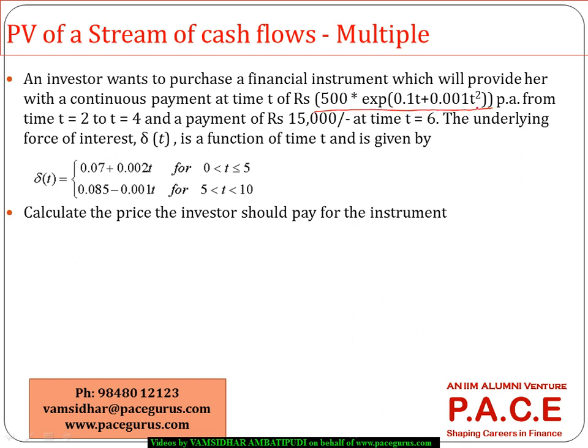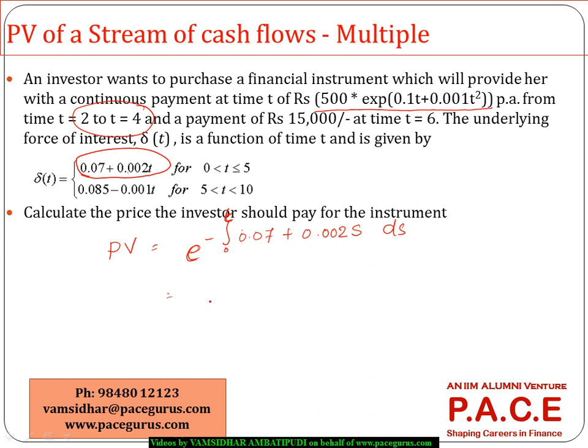So first let's look at the first part. Between 2 and 4, this is the continuous stream of payment that is coming up, and between 2 and 4 the interest rate is going to be this one. First I can calculate the present value factor associated with this. If I want the present value factor, I take it as e power minus the integral from 0 to t of (0.07 + 0.002 s) ds.